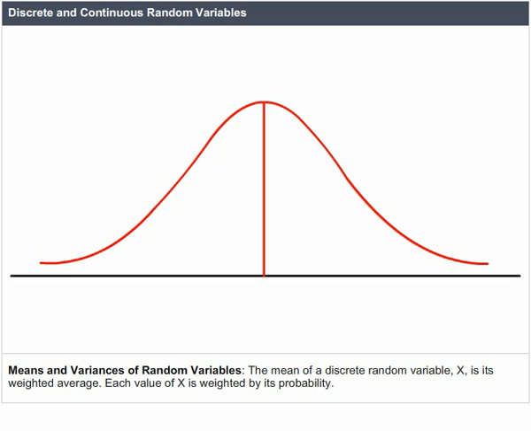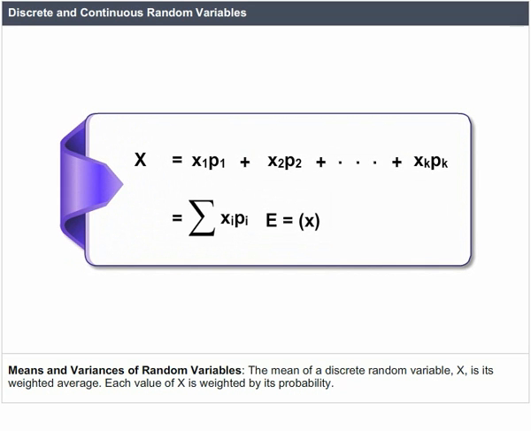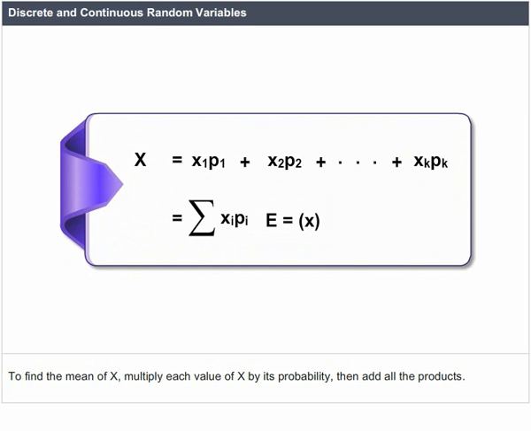Means and variances of random variables. The mean of a discrete random variable X is its weighted average. Each value of X is weighted by its probability. The mean is x1 p1 plus x2 p2 plus, etc., at the end plus xk pk, equal to summation xi pi, equal to the expectation of X. It is denoted by E of X. To find the mean of X, multiply each value of X by its probability, then add all the products. The mean of a random variable X is called the expected value of X.